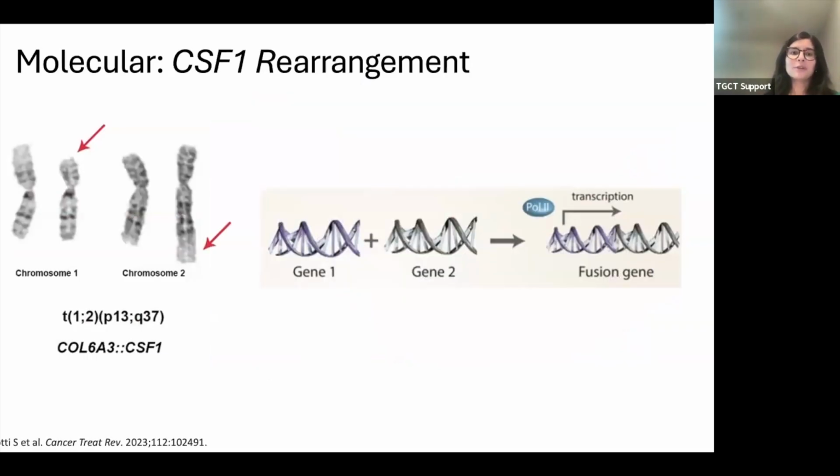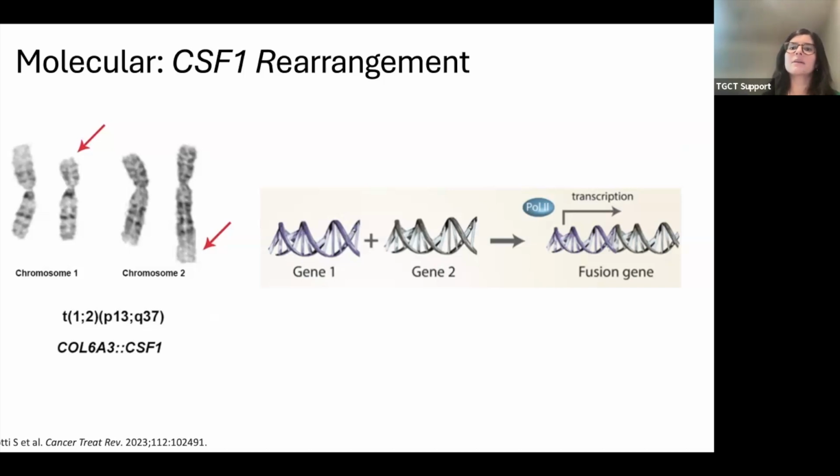All right, very briefly, since this has already been covered, CSF1 rearrangement has been the main driving force for these tumors. CSF1 is a gene on chromosome 1, and what happens is that a portion of that gene from chromosome 1 will actually go to another chromosome and fuse with a different gene. The most common partner is the COL6A3 gene on chromosome 2.